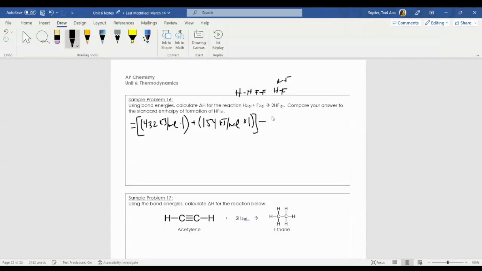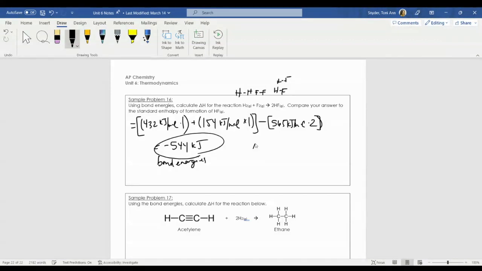And I'm going to subtract from that the sum of the bond energies for the HF molecules. And if I look, these hydrogen-fluorine single bonds have a bond energy of 565 kilojoules per mole. But there are two of them. And if we solve for that correctly, we get negative 544 kilojoules. So in order to form gaseous hydrofluoric acid, we would release 544 kilojoules of energy based on bond energies.